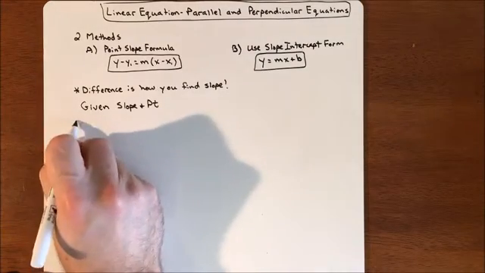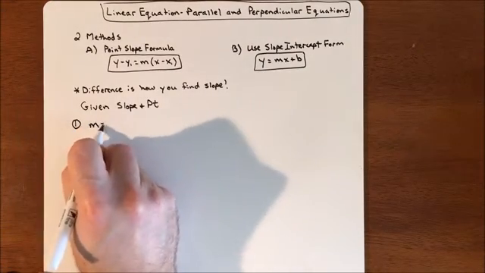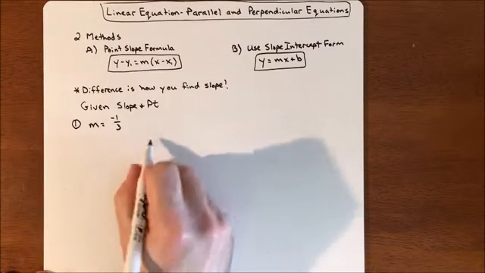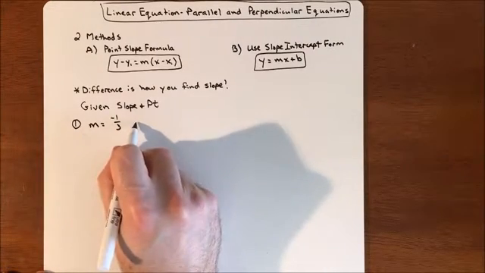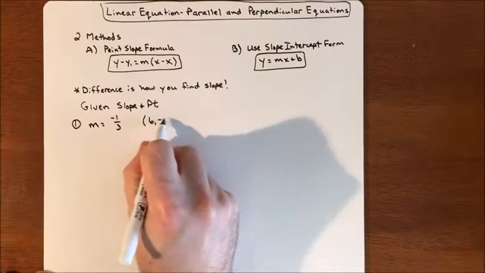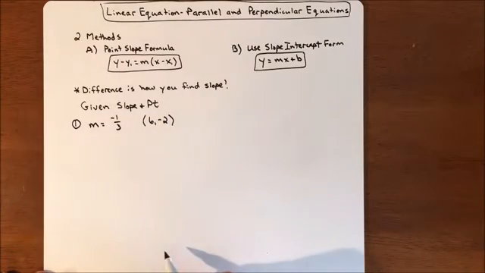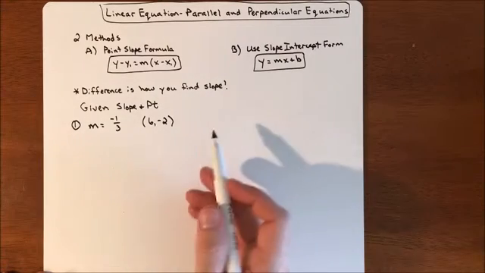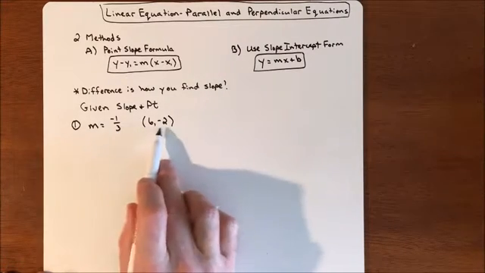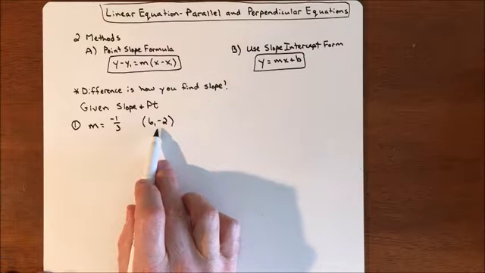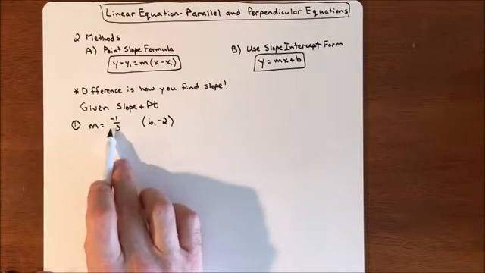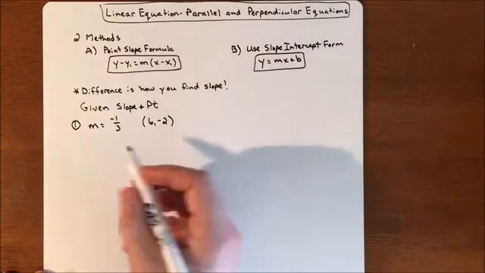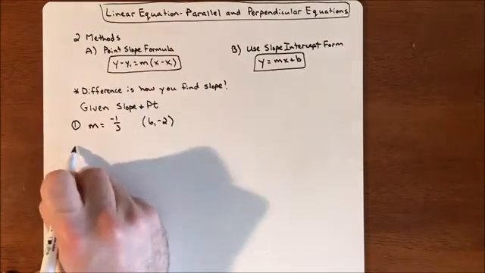So here's what we got. The first situation is we're given the slope of negative 1/3, and we're going to pass through 6, negative 2. We're trying to figure out the equation for it, and it's going to have that slope, and the graph has to pass through this point. There's literally only one equation that has that particular slope and passes through that particular point, and we're going to try to find it. So we're going to do both of these 2 different methods.